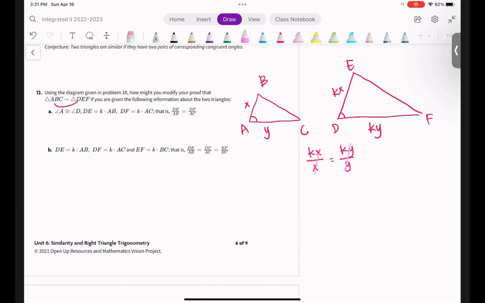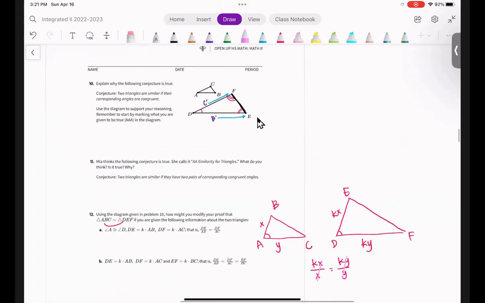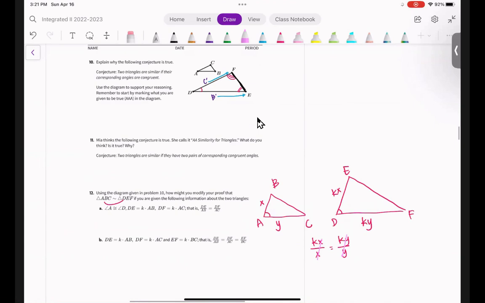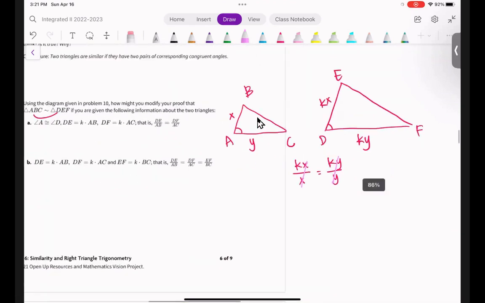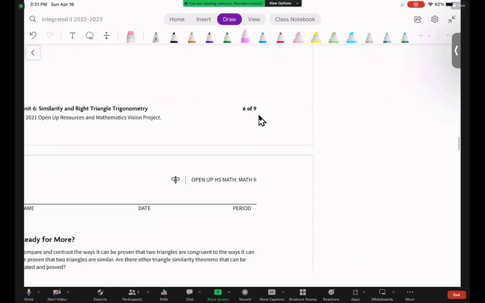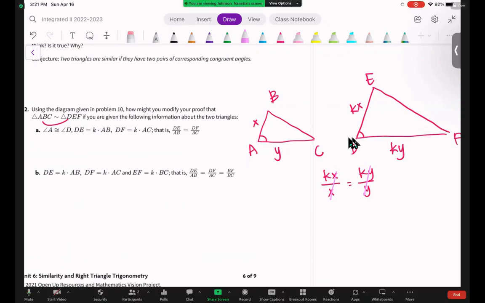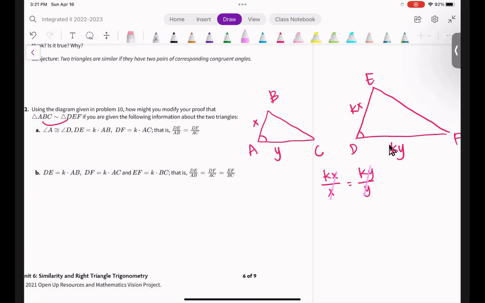So let's see. What am I doing here? Using the diagram given in problem 10. Oh, I was supposed to use the diagram in 10. Okay, it doesn't matter because it's kind of similar. How might you modify your proof that these two triangles are similar if you are given the information? Okay, so if I was given that this is similar to this, and we got proportional sides here, right?